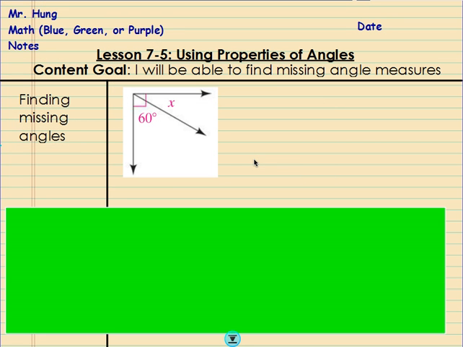Hey kids, this is lesson 7.5, using properties of angles. We are going to skip 7.4. We're going to come back to it. Our goal for today is that you will be able to find missing angle measures.